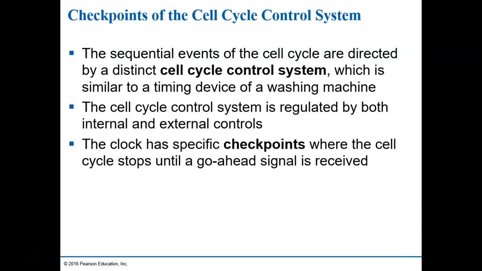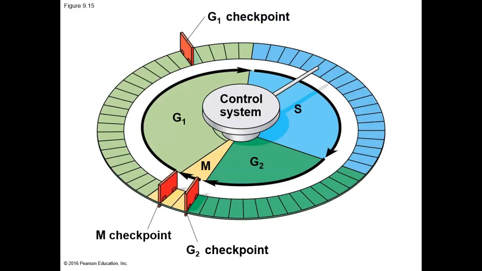So there is a cell cycle control system, and there'll be a diagram on the next slide that shows this is like the dial on a washing machine. So there are specific checkpoints, and I'll go ahead and show you that picture. There are specific checkpoints as it goes around this dial. You saw this picture before, G1, S, G2, M. As it goes around, these checkpoints will stop until the cell is ready to go.